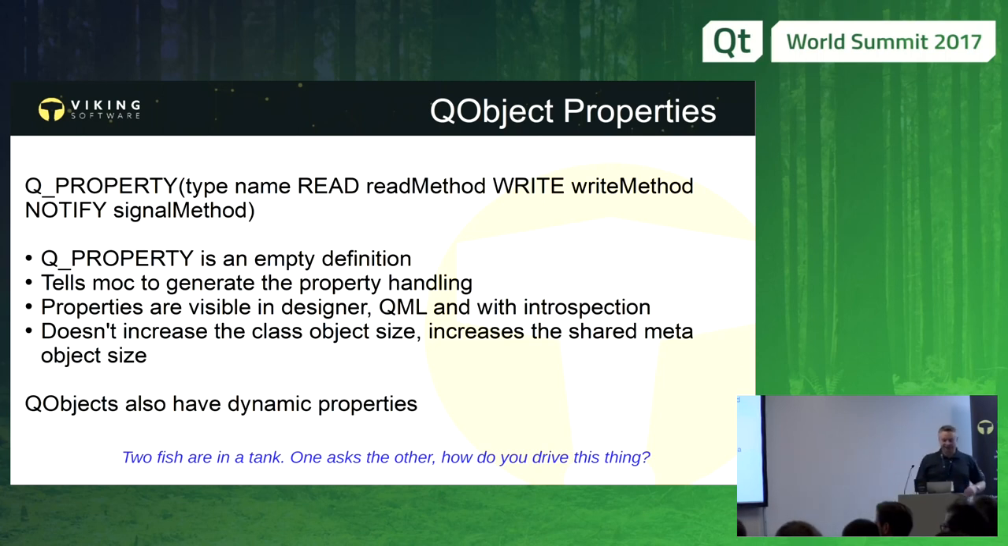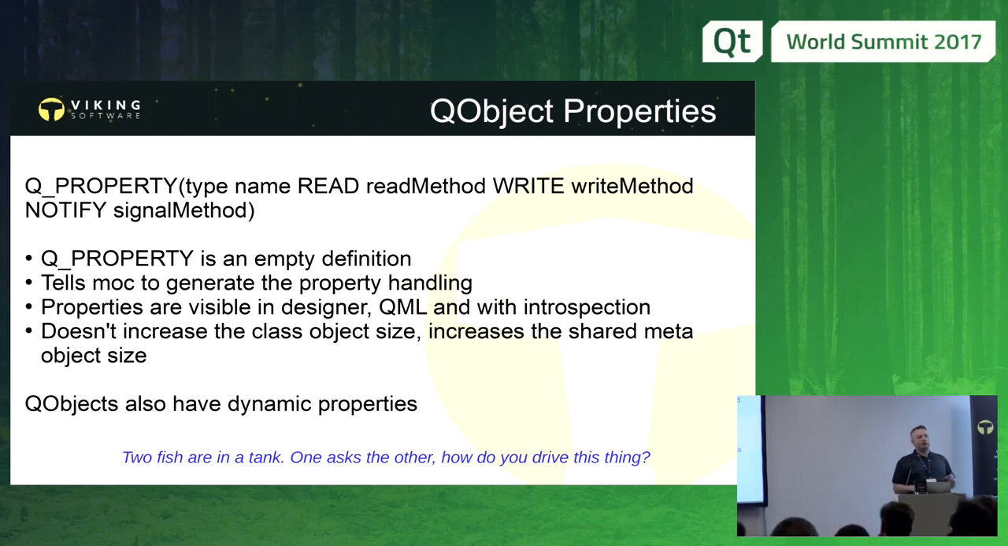He's got that covered. Okay, so now Q_PROPERTY is again an empty definition. It doesn't mean anything, it doesn't do anything. It's just a marker for moc. That's the only thing it does. So it gives some information in the moc list of objects, and I'll show you exactly what that means later.